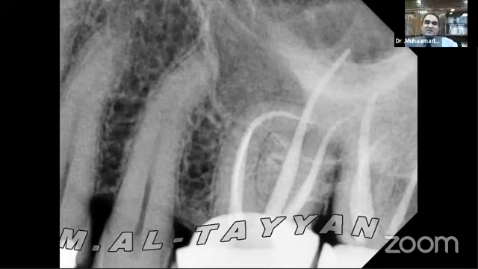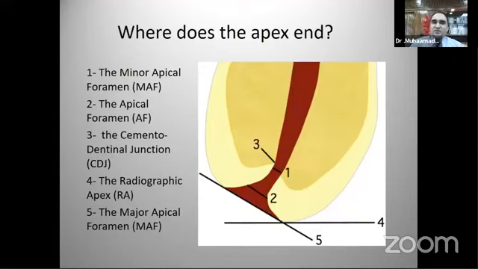So basically, I would like here to remind the audience of the main goal of root canal treatment. As you know, the main goal is to clean and obturate the root canal entirely. And I would say that the root canal treatment is like a game in which we try to overcome all the difficulties in our way to the apex. And here I would raise the first question concerning where does the apex end?